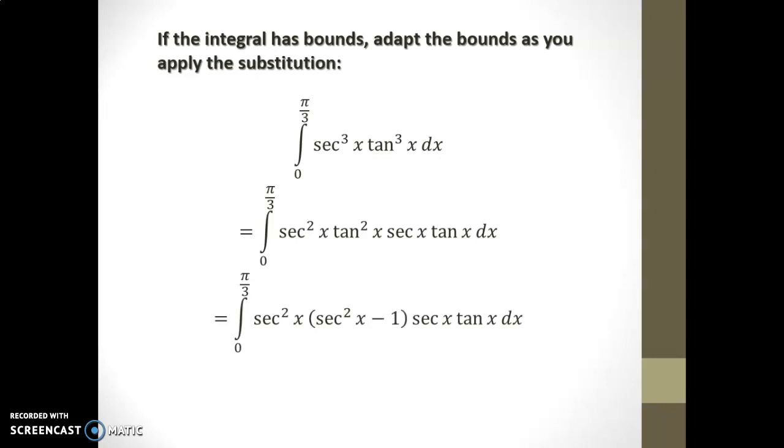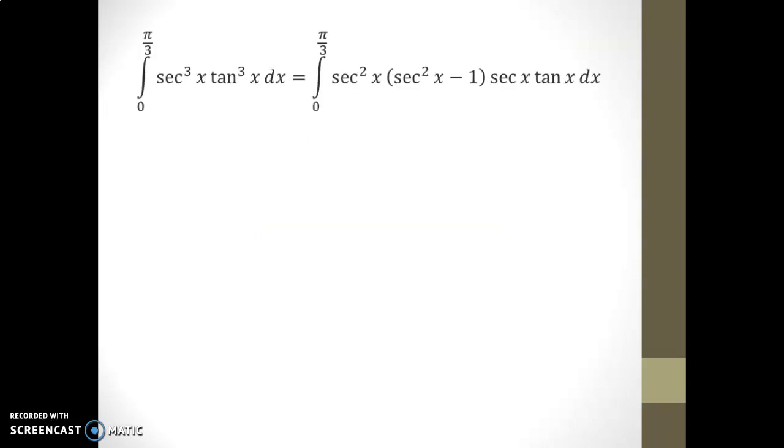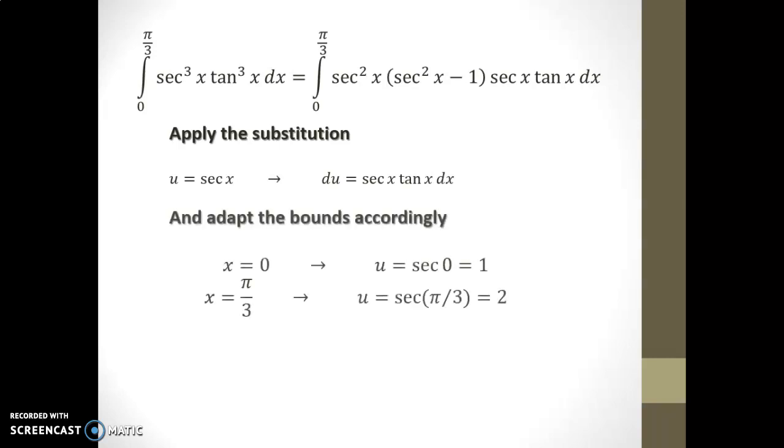In step 2, all remaining tan square x's can be replaced by secant square x minus 1. Once again, recall that the derivative of secant is secant x tan x dx, which justifies the next step that will come. Replace all secant x's by u and observe that secant x tan x dx is the right du.